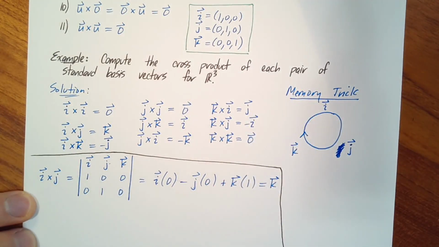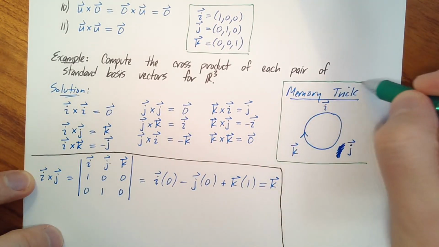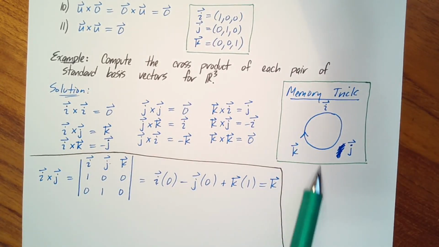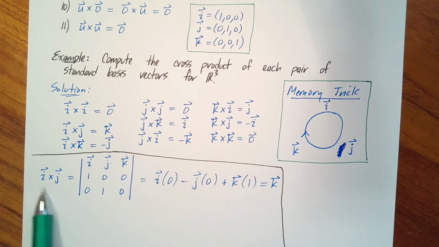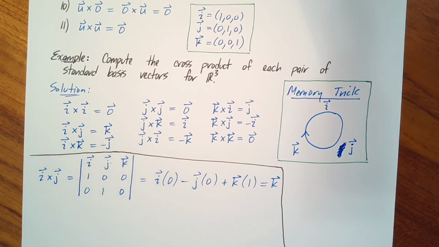Okay, so this diagram really has all the cross products of the standard basis vectors wrapped up into it. Of course, you can work them out from scratch. If you don't like this diagram, it'll save you a lot of time, but if you don't like it, you can always just do them from scratch each time. Okay, so that's how you can work out the cross products of standard basis vectors using this diagram.